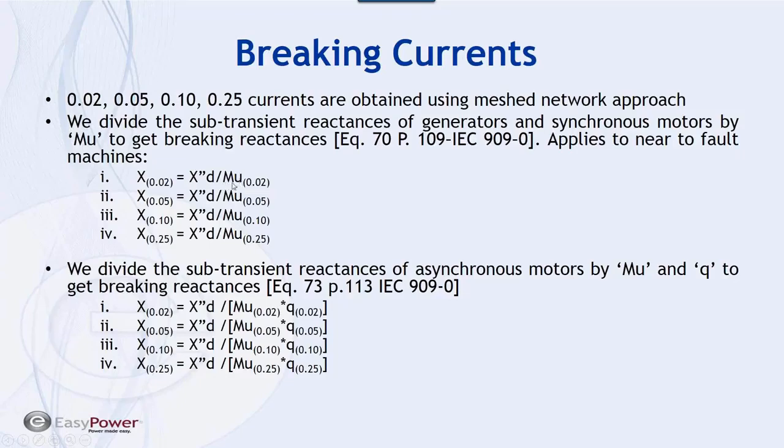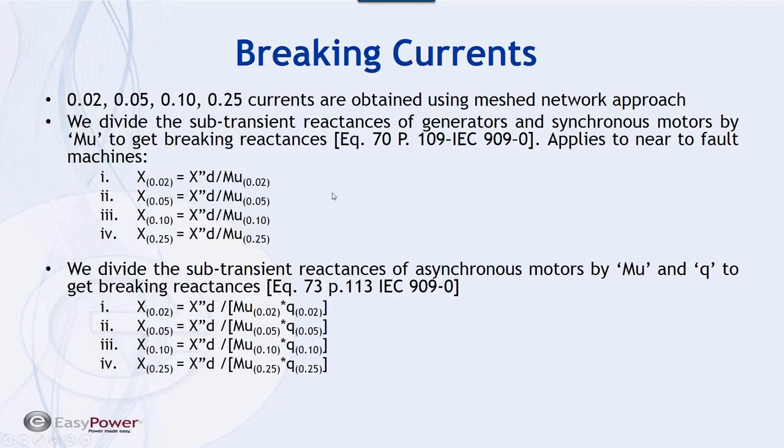By now you would imagine, okay, this has to be a number smaller than 1, and it is. So you divide by this value, and the resulting impedance becomes higher. In this case, even more, and 250 millisecond should supposedly give you an impedance which is higher than all other impedances up to this point. So this is the story for the synchronous machines, and we changed them. You would ask what this mu number is. You can go and look at equation 70, page 109 of IEC.